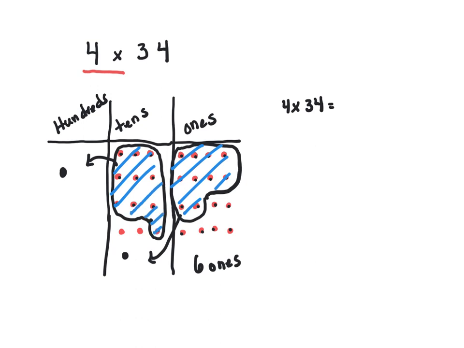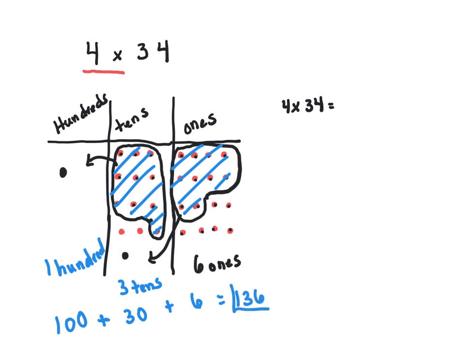How many tens do we have? We have 3 tens. And we have 100. All right, so 100 is just really 100. Plus how many tens? 3 tens is 30. 6 ones is 6. So this would equal 136, the product of 4 times 34.